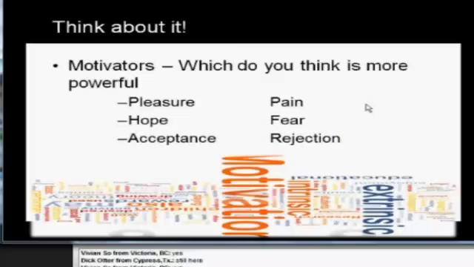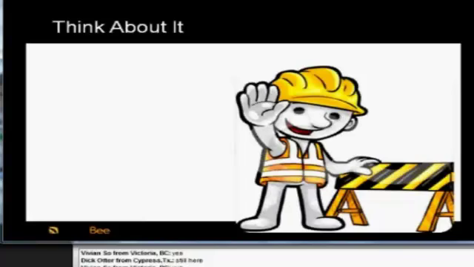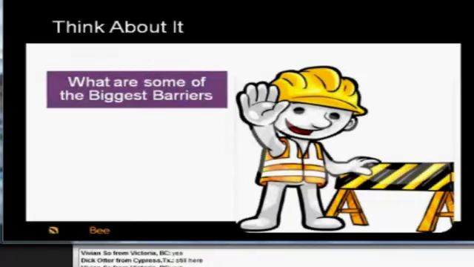So when you're working on your copy, if you can address things like pain, fear, and acceptance, being part of that group, being part of the crowd, rather than focusing on the rejection, you're going to get a better return. Okay?